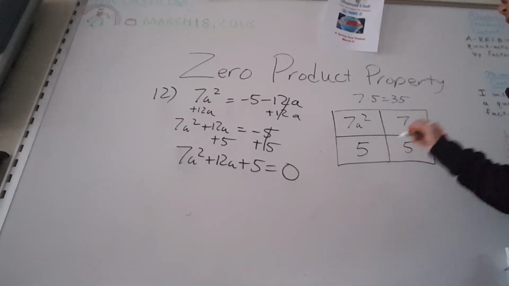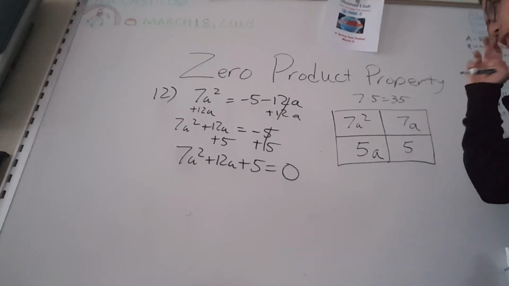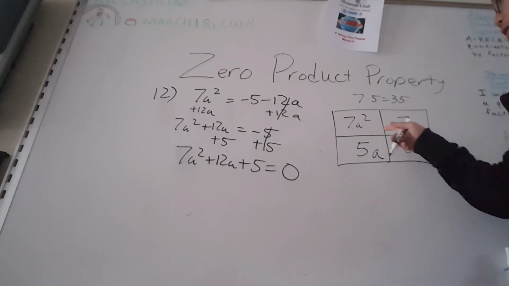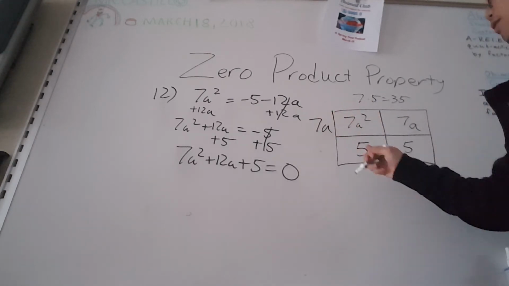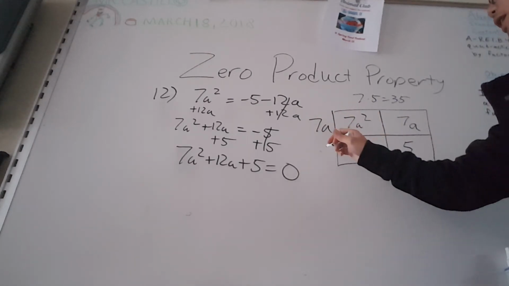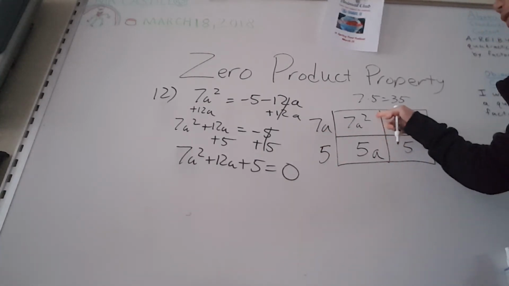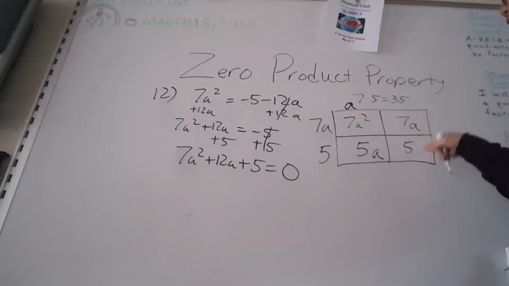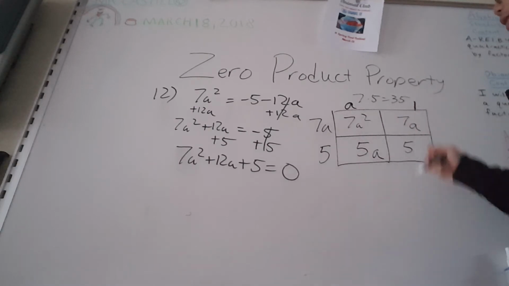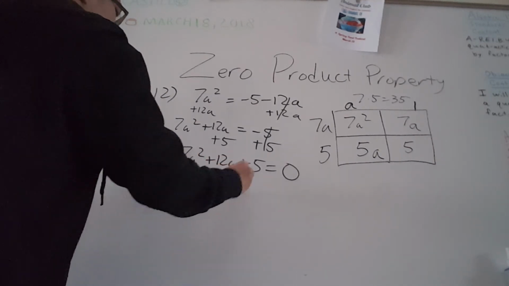And remember, we just put the a here. We put the a. And so now we're going to go ahead and factor out what we need to factor. So 7a squared and 7a, we factor out 7a. 5a and 5, we factor out 5. 7a squared and 5a, we factor out an a. And 7a and 5, we can only factor out a 1. So this factors into 7a plus 5, a plus 1.